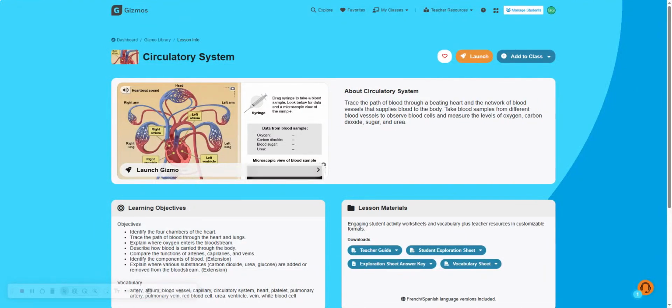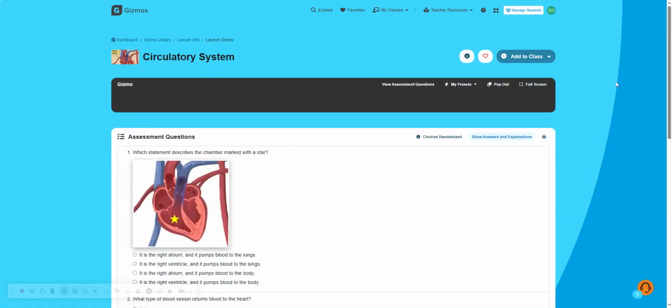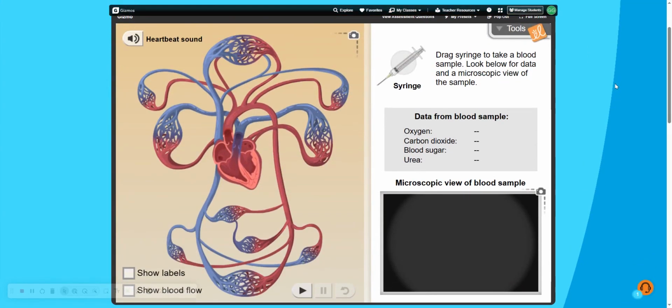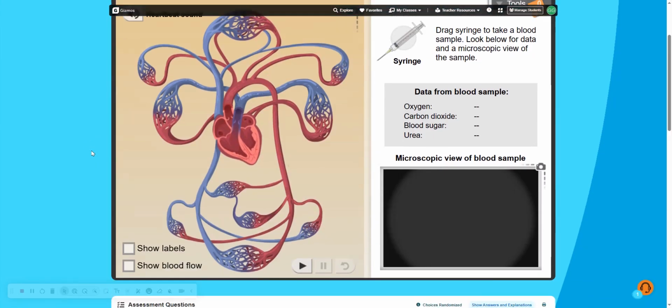Let's do a walkthrough of the circulatory system Gizmo in Explore Learning. We have the website loaded and we can click on Launch. We now have a schematic of the human circulatory system.